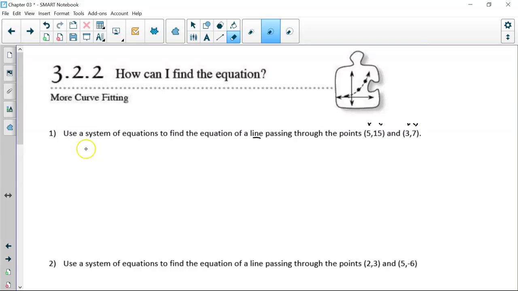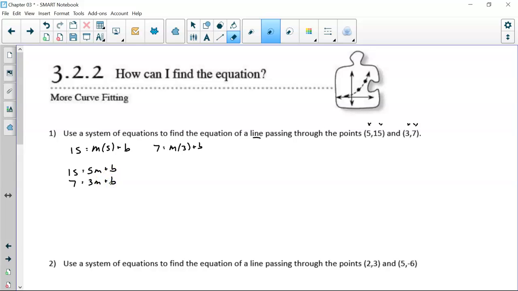So we know that 15 equals m times 5 plus b. And the other equation, 7 equals m times 3 plus b. So when I clean that up, I have 15 equals 5m plus b, and 7 equals 3m plus b.